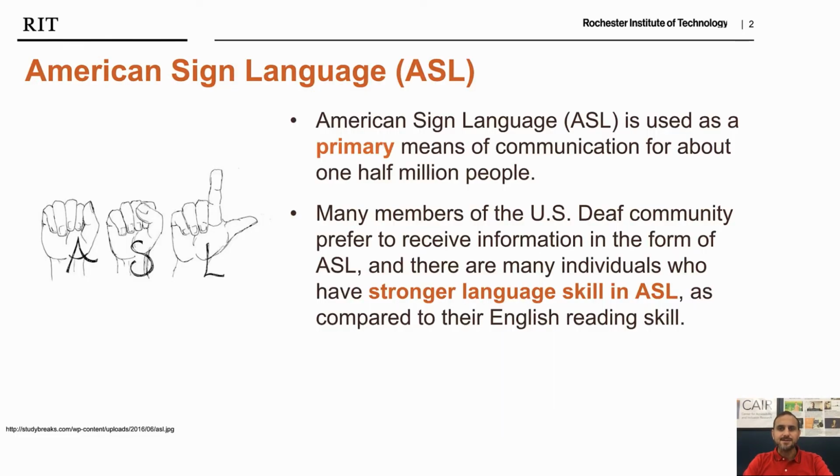American Sign Language is used as a primary means of communication for about 500,000 people. American Sign Language is not a simple representation of English sentences using hands. It has its own syntax, word order, and lexicon, which is different from English. Many individuals who are deaf or hard of hearing experience a lower level of language exposure during their childhood or some educational circumstances, which may lead to a poor level of English literacy.